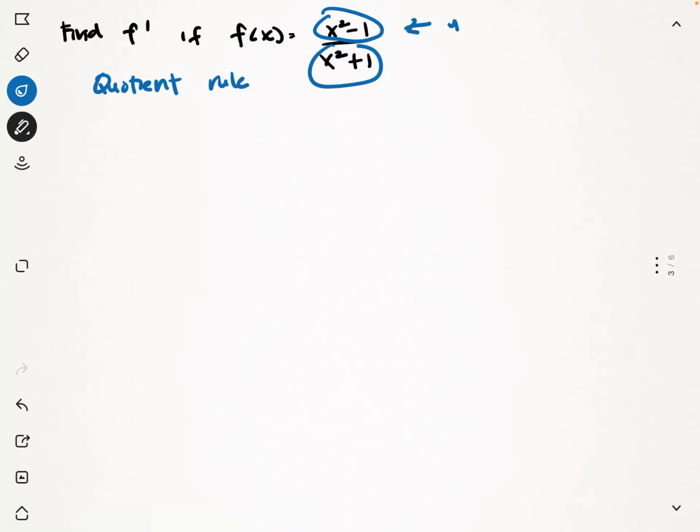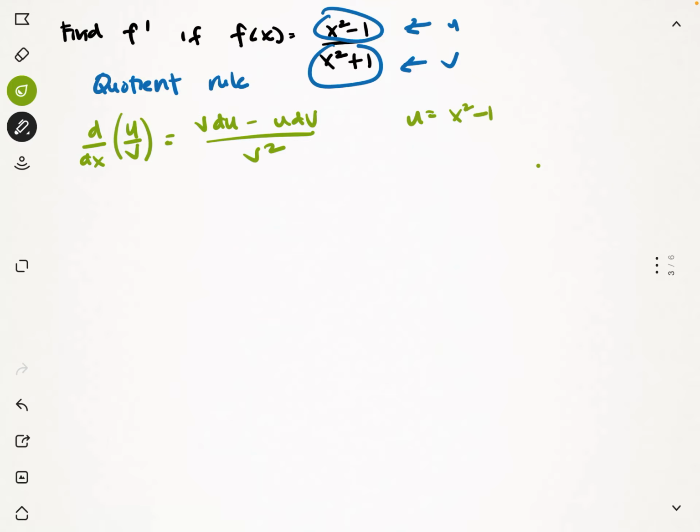The u would be the top, the v would be the bottom. So we're going to say, okay, quotient rule: the derivative with respect to x of u divided by v is going to be v du minus u dv over v squared. Okay, so let's list this down. We know that u is x squared minus 1. v is going to be x squared plus 1.